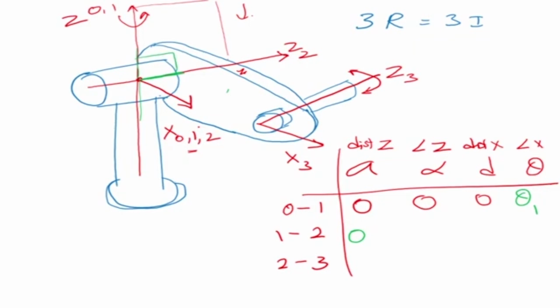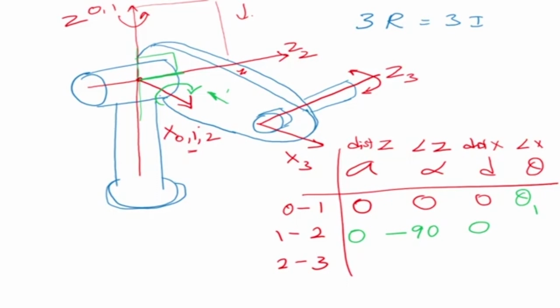So how did z1 become z2? It rotated clockwise by 90 degrees about the x-axis. If it is clockwise rotation, it is minus 90. You're sitting here and looking in that direction towards the origin, so it is clockwise. What is the distance between the axes? There is no distance between the axes; they are the same axis.